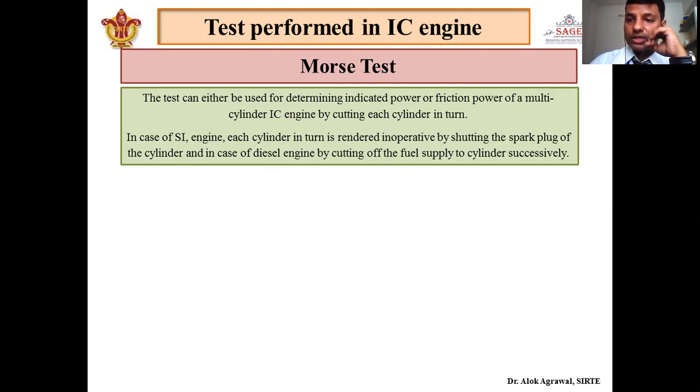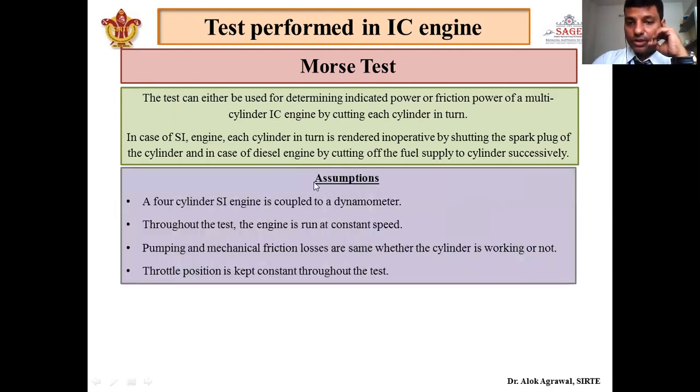Okay, and in the case of a diesel engine, what do we have to do? We have to cut the supply of fuel through the fuel injector. So in both engines, this Morse test can be performed: in an SI engine by cutting the spark plug connection, and in a CI engine by cutting the fuel injector system. We can make each cylinder inactive turn by turn.